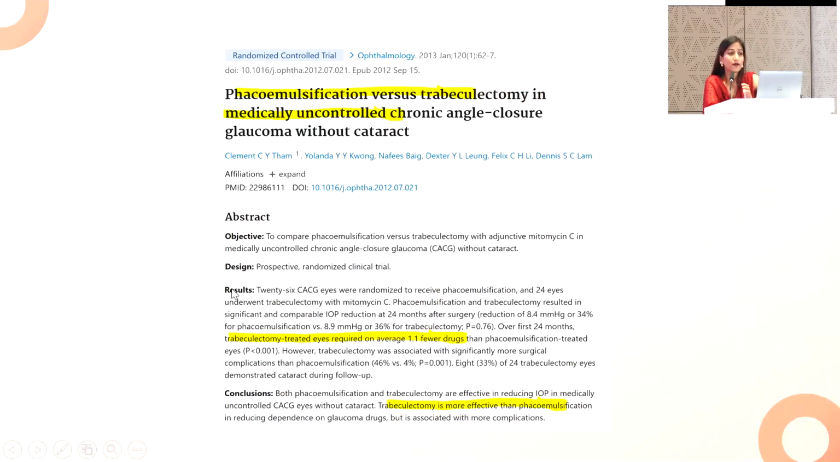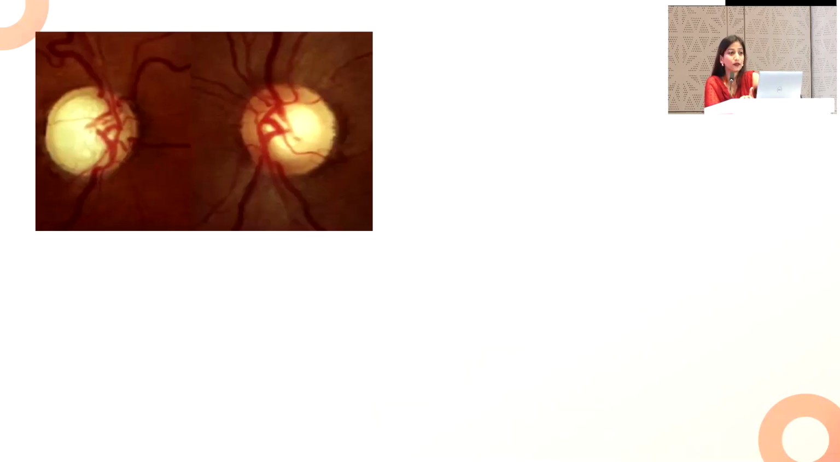Studies have also compared phacoemulsification versus trabeculectomy in medically uncontrolled eyes, and they found that trabeculectomy-treated eyes required, on average, fewer drugs than phacoemulsification-only eyes. Why do we fear trabeculectomy so much? Trabeculectomy, as they concluded, is definitely more effective than phacoemulsification, but is associated with more complications. But a well-done surgery and a well-followed-up patient can help us prevent these complications or manage them better, but our primary aim has to be to attain the target IOP.